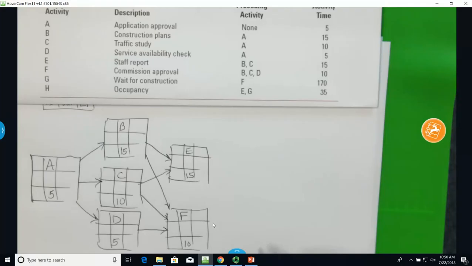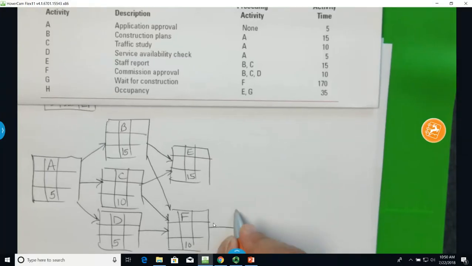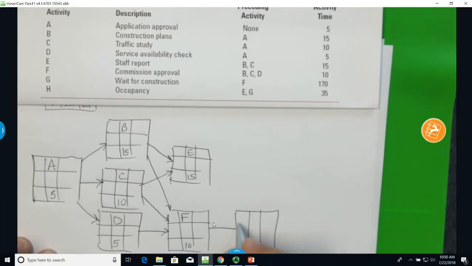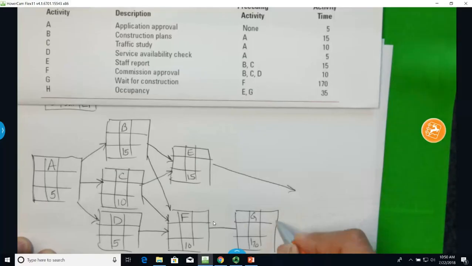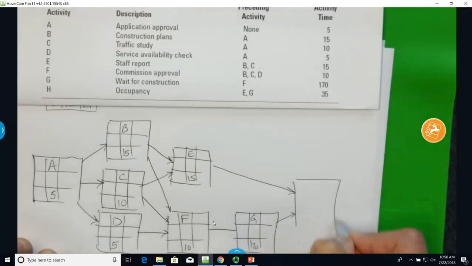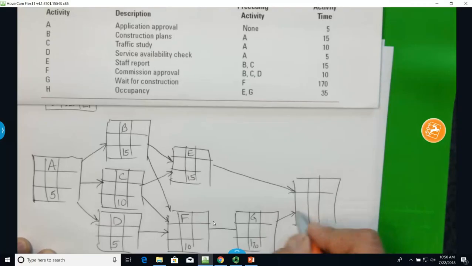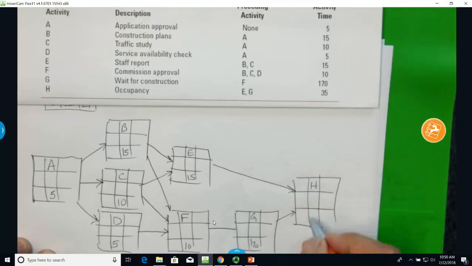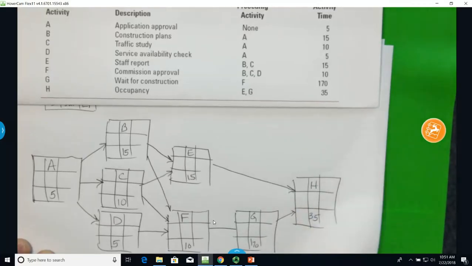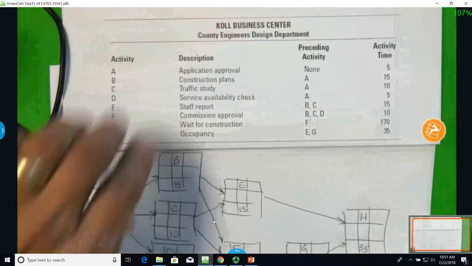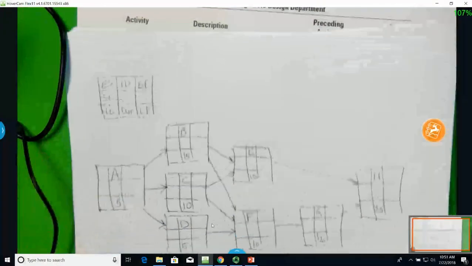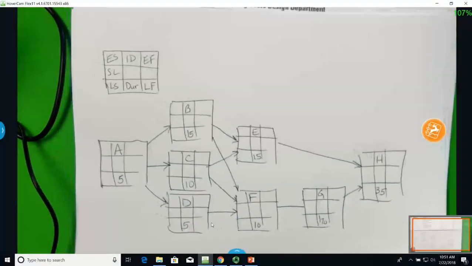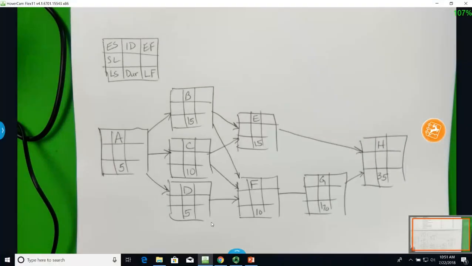We had G depending on F. And G is 170 days. And we had H depending on both of these. So H, 35 days. Okay, now we have all that. We actually don't need this anymore. So let's just look at that. And now we do our forward pass and our backward pass. Let's start with our forward.